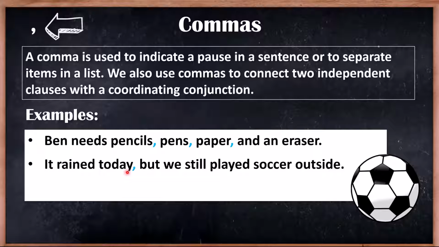It rained today is a complete sentence. We still played soccer outside is a complete sentence. And a comma is not strong enough alone to connect two complete sentences. However, with a coordinating conjunction, it is. And also, it is required. You must have the comma before the coordinating conjunction connecting two independent clauses.